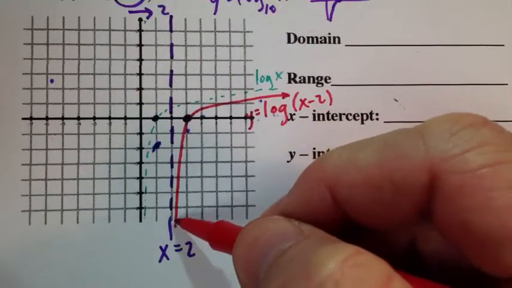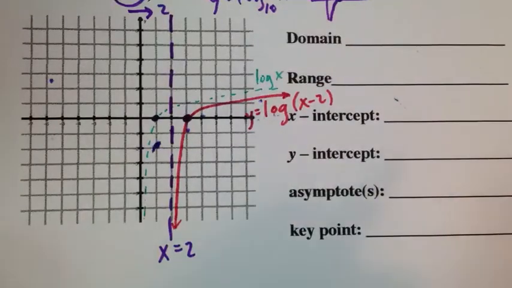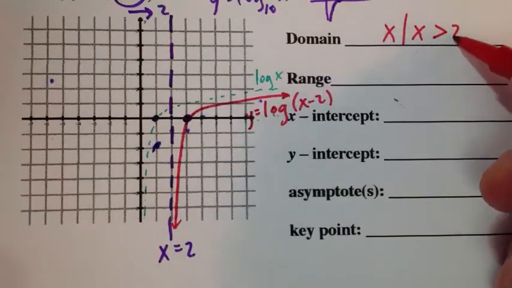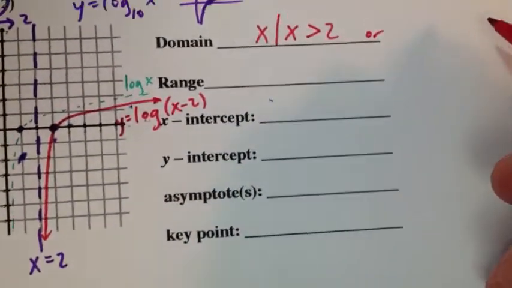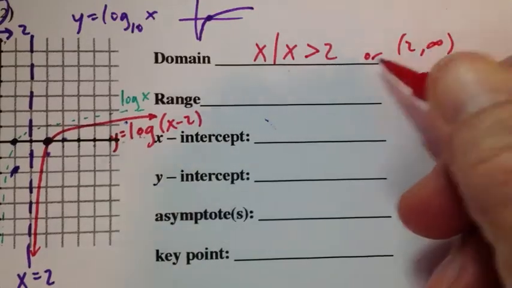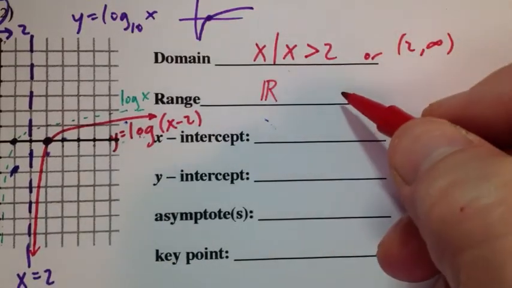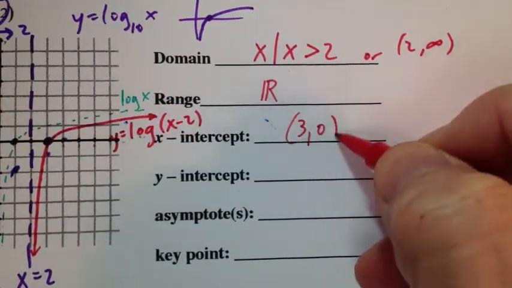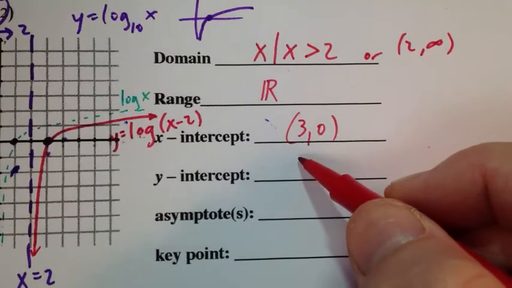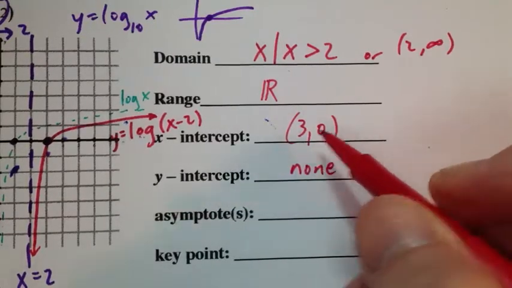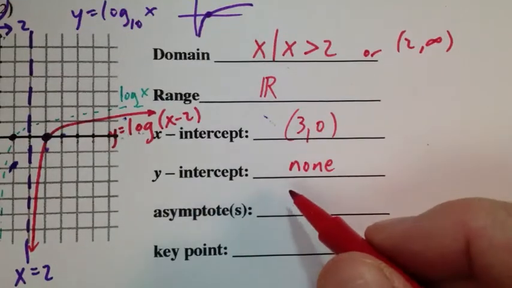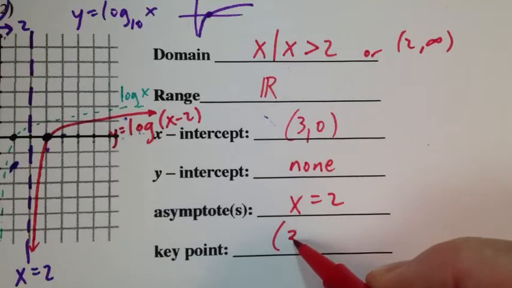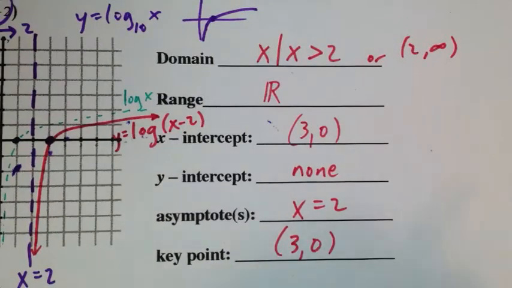I've got some great visuals to show you in class as well. To drive this point home, the domain is all real numbers x greater than 2, or if you like to write it in interval notation, 2 to infinity. The range again is all real numbers. An x-intercept that used to be at 1, 0 is now at 3, 0. There is no y-intercept, it doesn't even get close to the y-axis. The asymptote we can see clearly, like I said, is x equals 2, and the key point that used to be at 1, 0 is now at 3, 0.